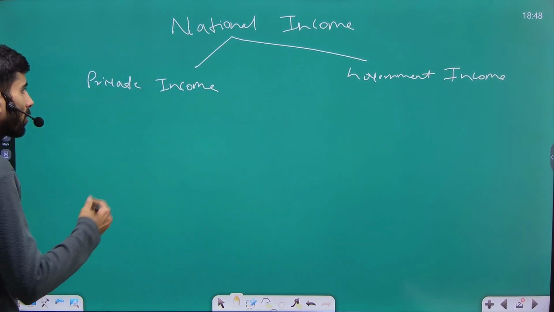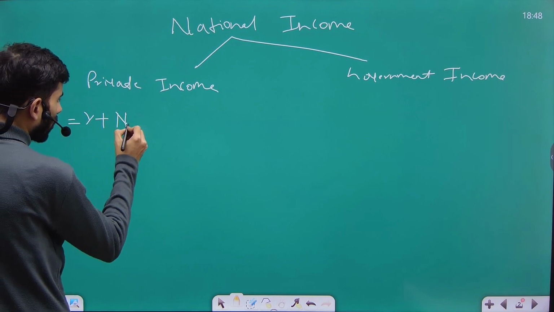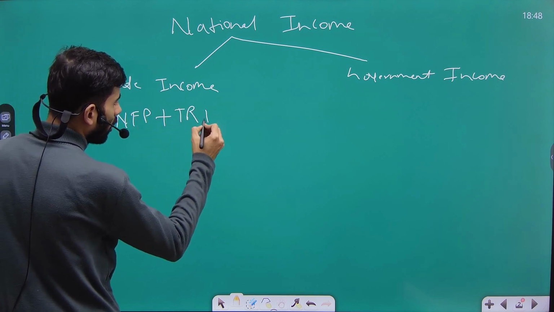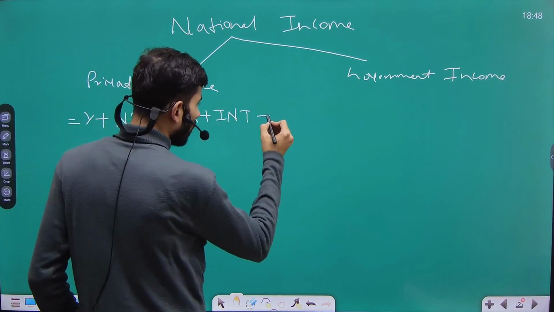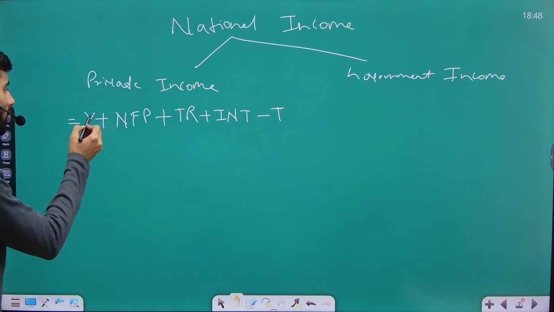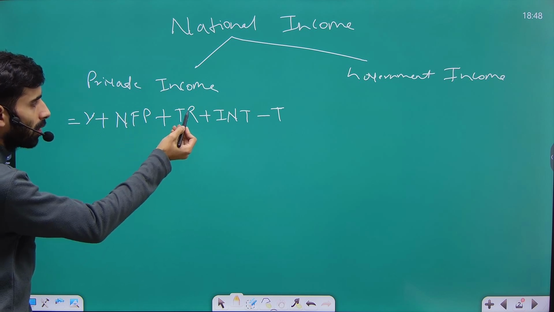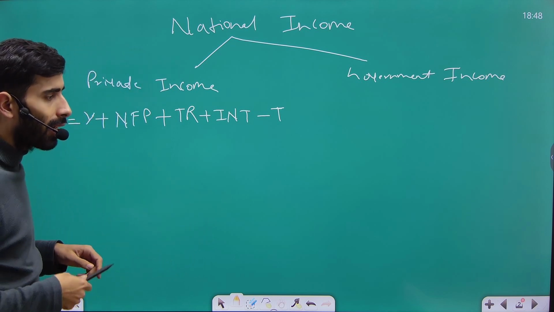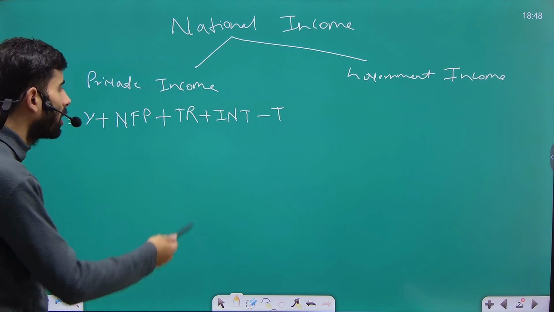In terms of the equation, private income is basically Y plus net factor payment from abroad plus transfers from government plus interest payment, and we subtract taxes from it. The first term is income, that is GDP. The second term is net factor payment from abroad. The third term is transfers. Transfers are like subsidies that a particular consumer receives from the government. Government sometimes provides different kinds of transfers to private households or the private sector. The most popular transfer is subsidies.